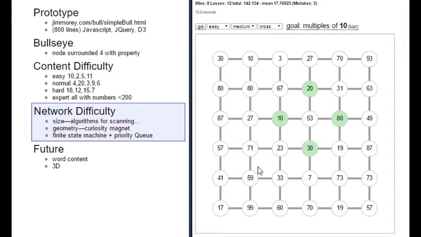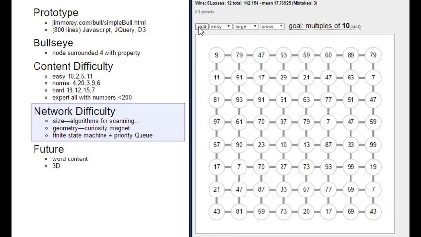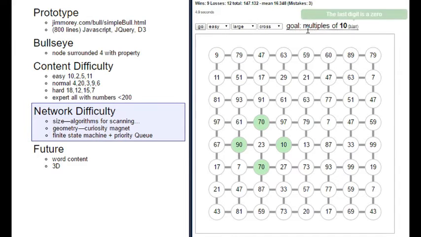Of course, you can go to large, and this becomes a more laborious task to find. With easy, it's actually not too bad because you can scan fairly quickly, but ultimately this just repeats the same task again and again.